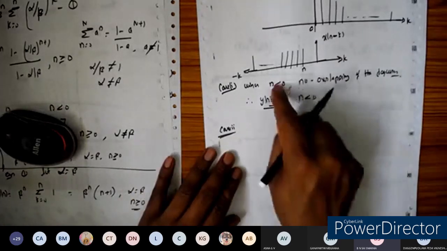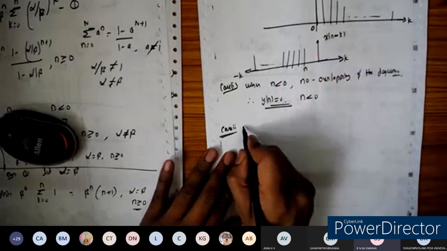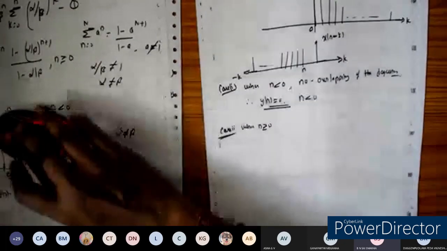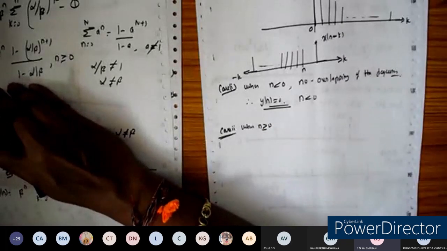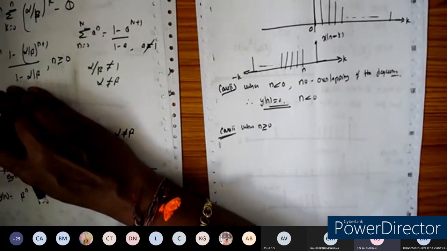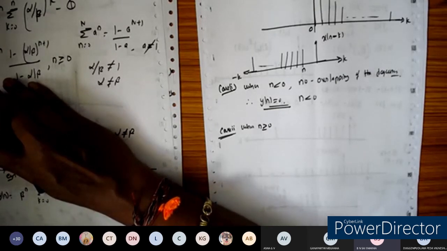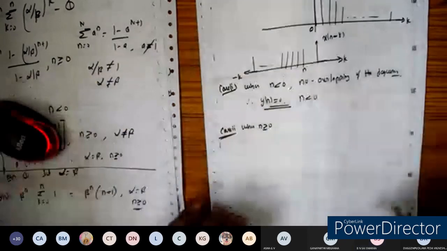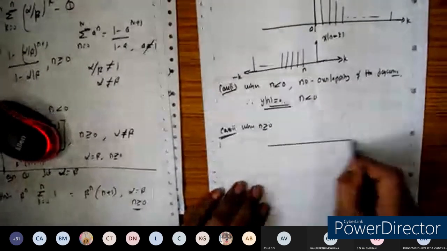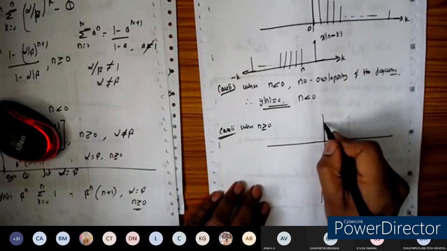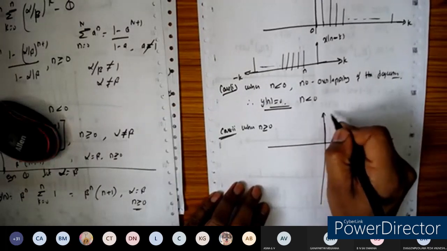The next case is when n is greater than or equal to 0. So let us draw the waveform for n greater than or equal to 0. Let us draw the waveforms here. This is h of k.